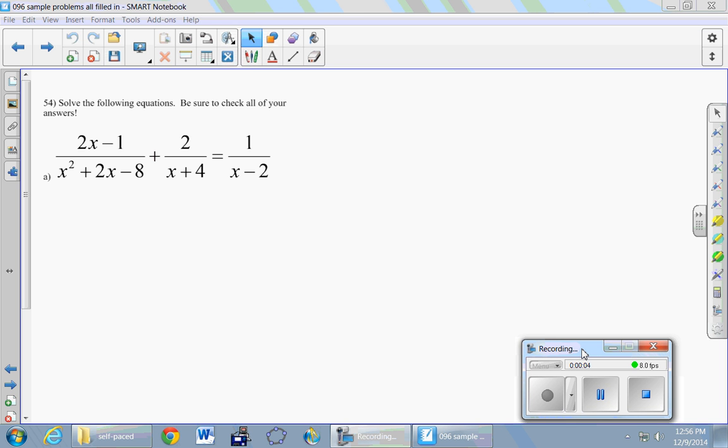Solve the following equations. Be sure to check all of your answers. (2x − 1)/(x² + 2x − 8) + 2/(x + 4) = 1/(x − 2). First thing we'll do is factor all the denominators.